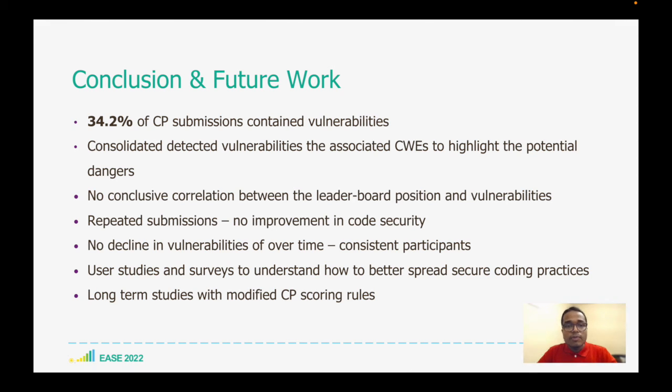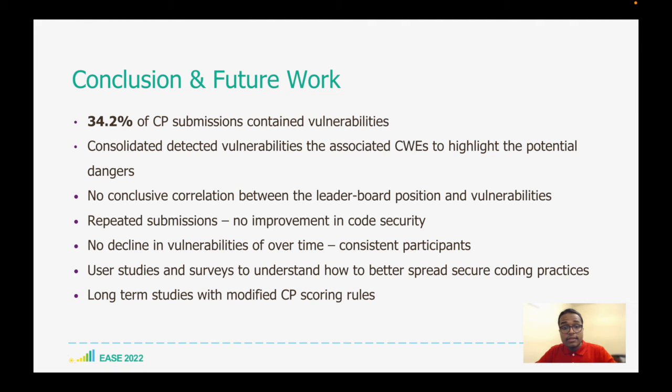We investigated 6.1 million submissions of CP data to try and understand the prevalence and nature of security vulnerabilities. We used static analysis tools and manual review to identify and report that 34.2% of the submissions contained vulnerabilities. We also consolidated these detected vulnerabilities according to the common consequences listed by the associated CWEs to highlight the potential dangers that they possess. We found no conclusive correlation between the leaderboard position and the vulnerabilities in the submissions. We also investigated if people who make repeated submissions after obtaining a perfect score improve the security of these submissions, and we found the contrary.